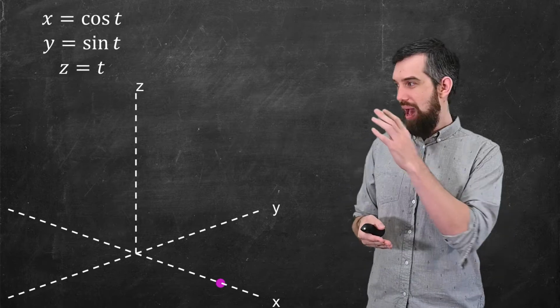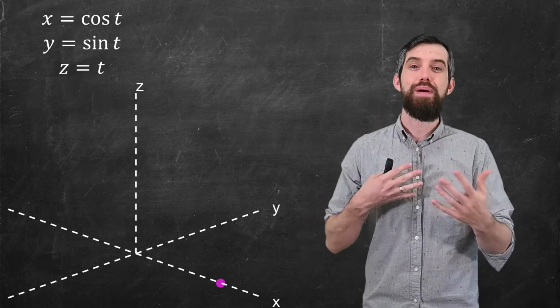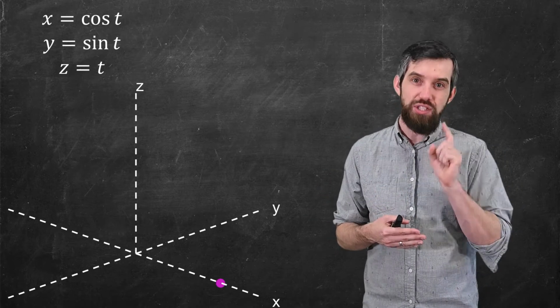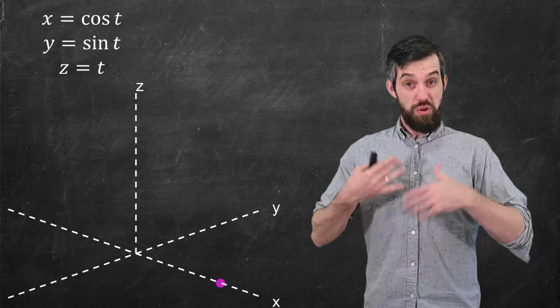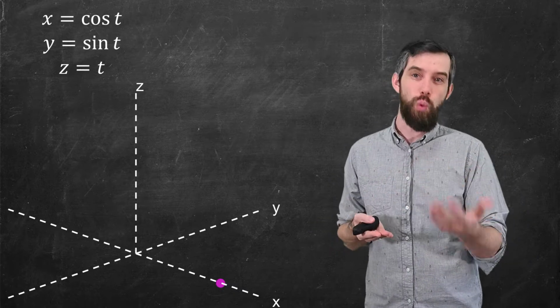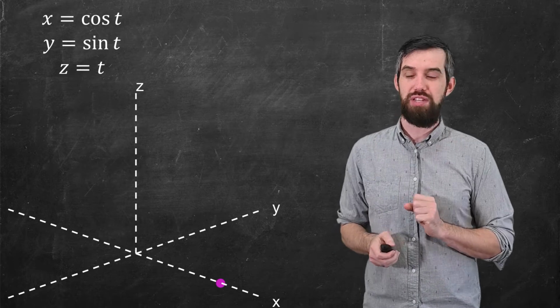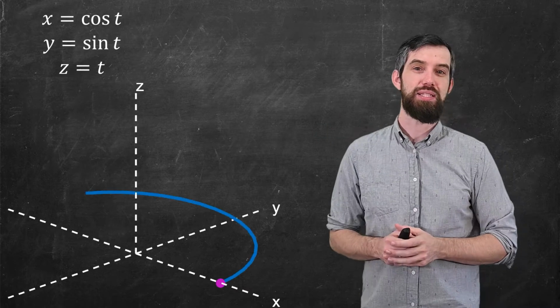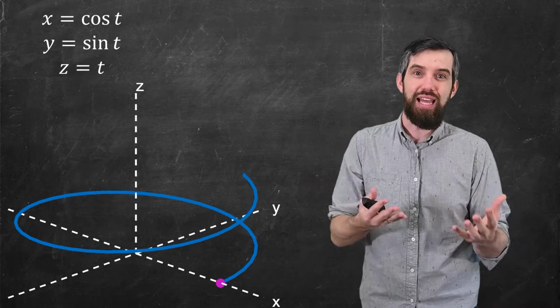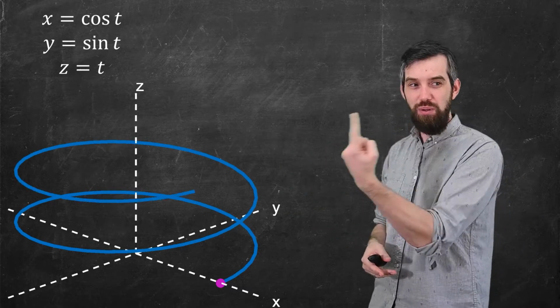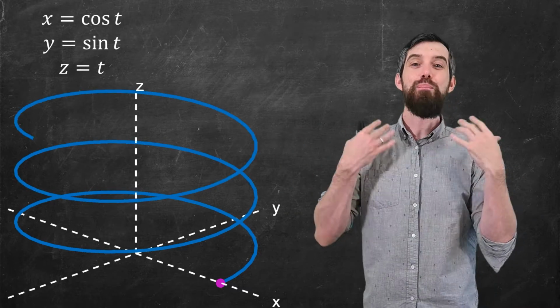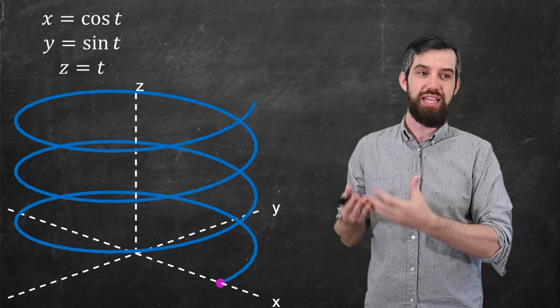I've plotted on my x, y, z three-dimensional coordinate system the point 1, 0, 0. And that's because when you plug in t equal to 0, you get x is 1, and y is 0, and z is 0. Now watch what happens when I increase the value of t. It plots out a little bit like this. It creates a helix. As my independent variable t goes around, I map out the equation of this helix.